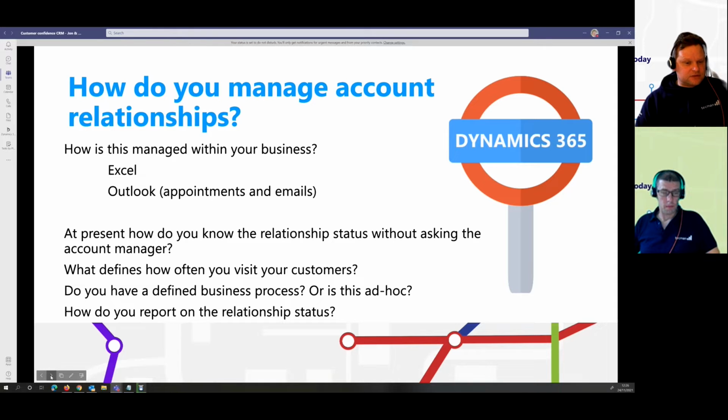So do you have any defined business processes at the minute, or is it ad hoc? I imagine if it's just using Outlook with appointments, probably as close as it's going to get is a recurring appointment, at best. And then how do you report on that relationship status? And is it just one person that can give you that information?